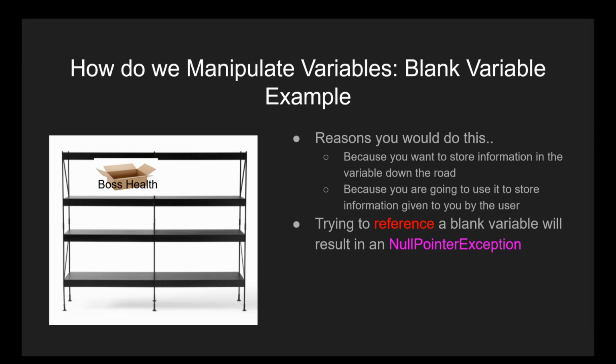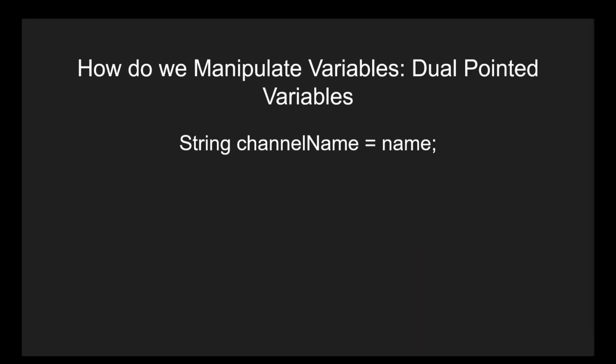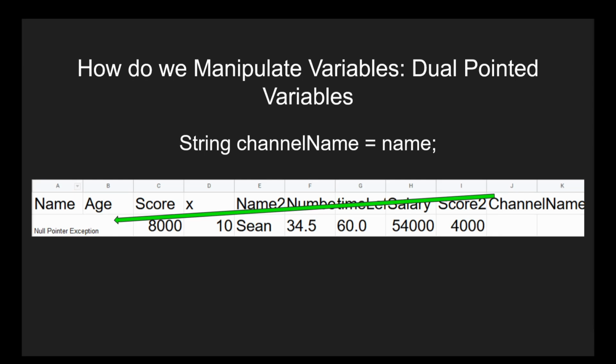Now, programming languages allow us to do some pretty cool things with these boxes that we have created. For example, let's say we created a second variable, channel name, and instead of setting it to equal null pointer exception, we instead set it equal to our already created name variable. This doesn't create a space in memory for this new variable; however, it simply points to the same location of memory we have already created for the name variable.